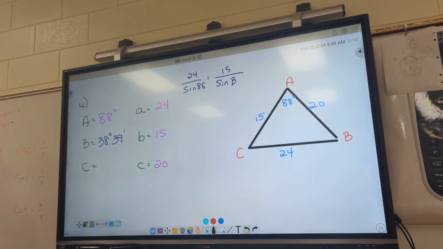All right, so the only other thing you have to do on this problem is subtract them from 180 to find angle C. So I think I can probably stop and let y'all finish the front, and I'll just walk around, y'all help each other. We might have to do a couple on the back.